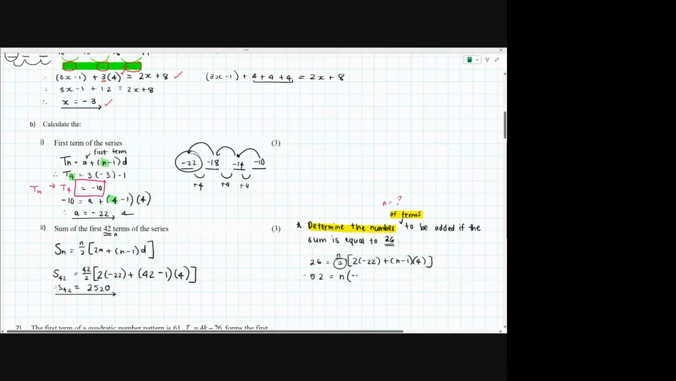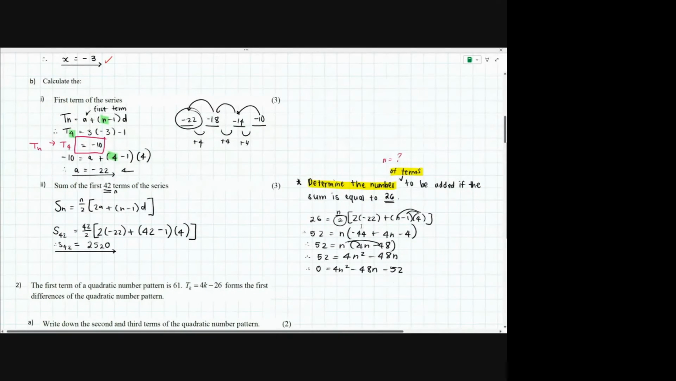2 times negative 22 is negative 44. If I distribute this 4 into my bracket, plus 4n minus 4, and then I can simplify everything I have in there. That would be 4n minus 48. I then have 52 equals, and I distribute this in. You will end up with a quadratic here, so don't panic. And then we put it into standard form. So 0 equals 4n squared minus 48n minus 52. And then you need to factorize.